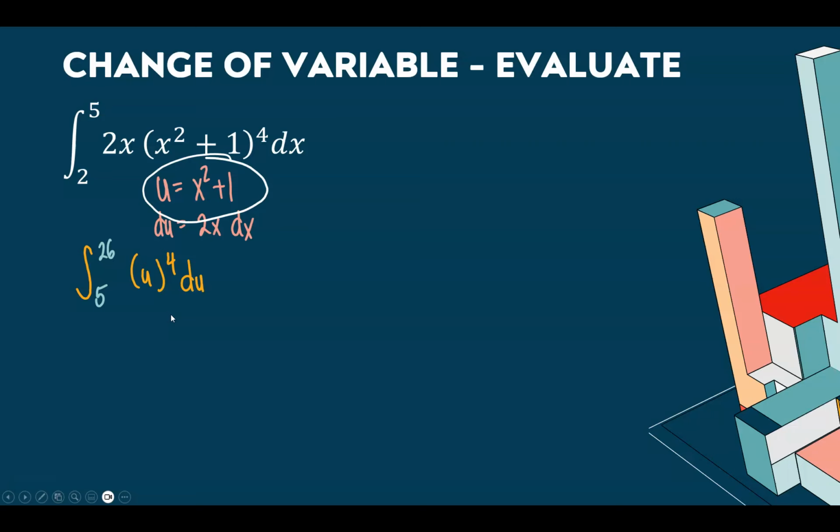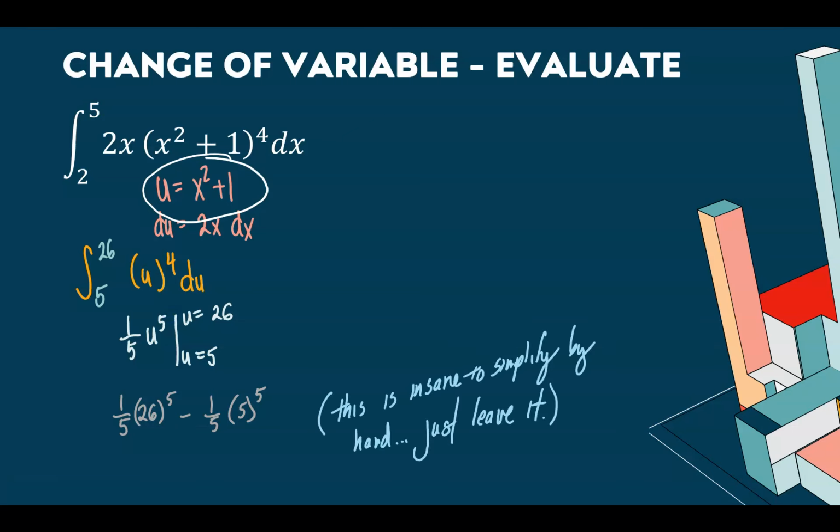And then antiderivative shouldn't be a big deal. 1/5 u to the fifth, from u equals 5 to u equals 26. Substitute in 26 and 5 and realize 26 to the fifth is insane. Don't worry about simplifying that. That's just crazy.